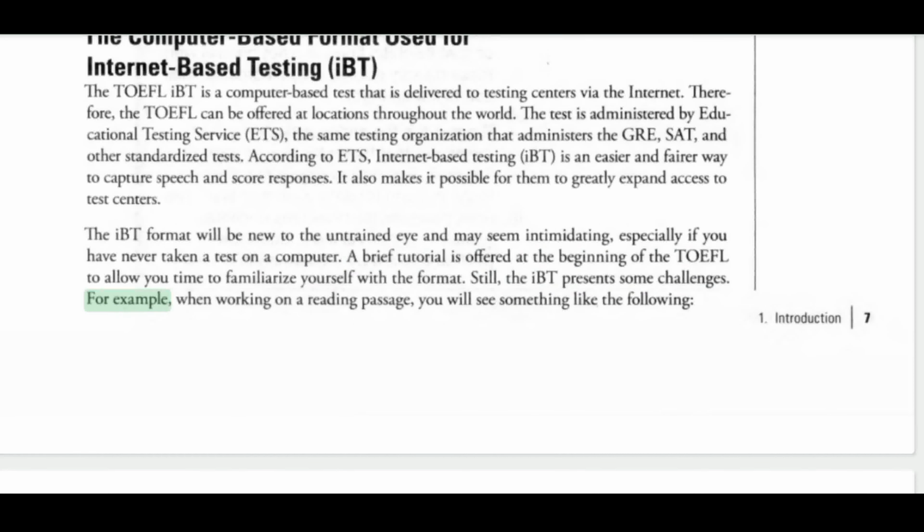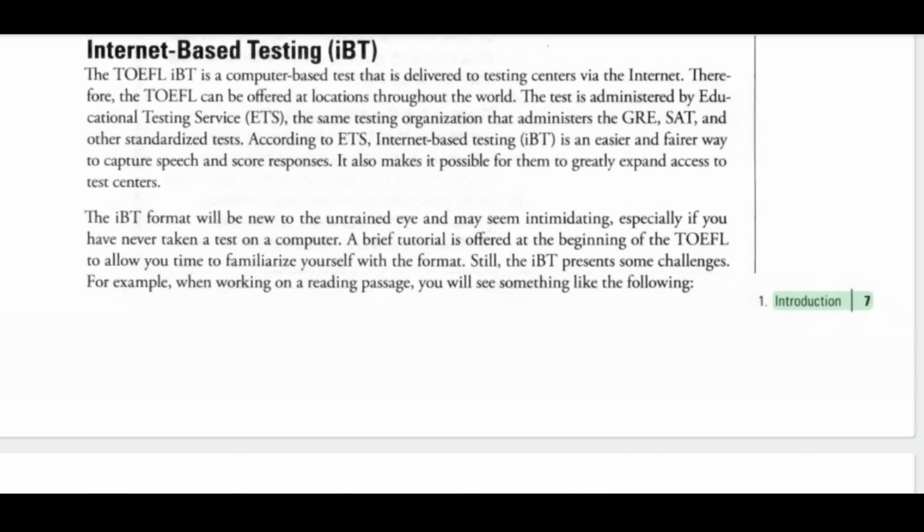For example, when working on a reading passage, you will see something like the following. 1. Introduction. 7 more available.